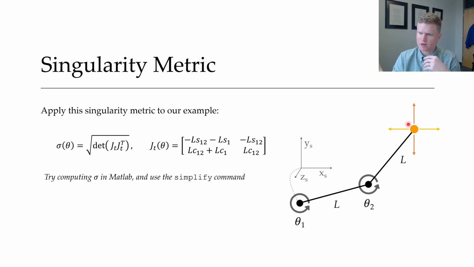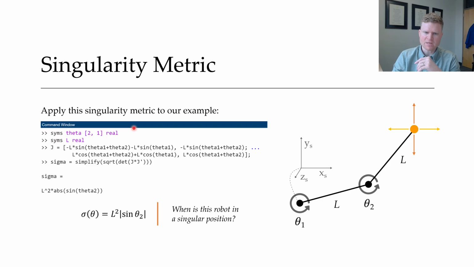So here I've got my robot arm, and here's the task Jacobian that we found. And here's the equation for our metric. So try solving this yourself in MATLAB. You might want to use the simplify command to get the cleanest answer, but you're just going to want to plug your Jacobian into this equation. Here's the code that I used for this process.